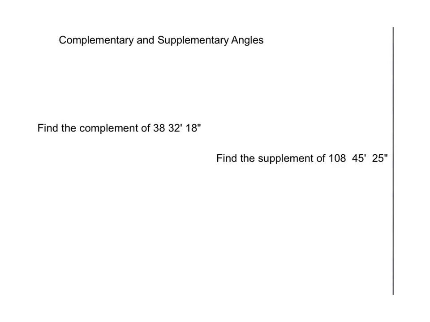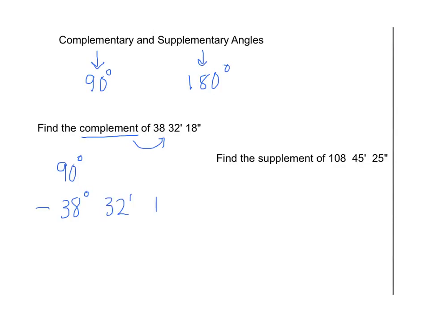Complementary and supplementary angles from geometry. We remember that complementary are two angles that add to 90 degrees. Supplementary angles are two angles that add to 180 degrees. So to find the complement means that I need to find the angle that's added to this that equals 90 degrees. So I have 90 degrees minus 38 degrees, 32 minutes, and 18 seconds.